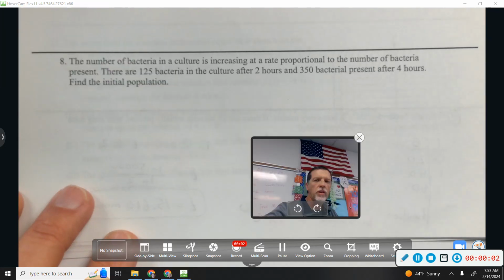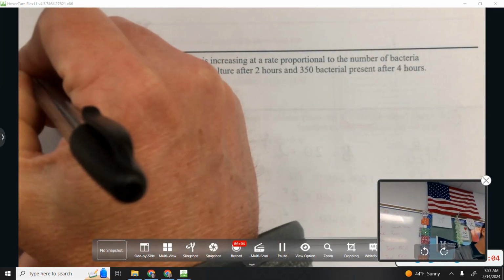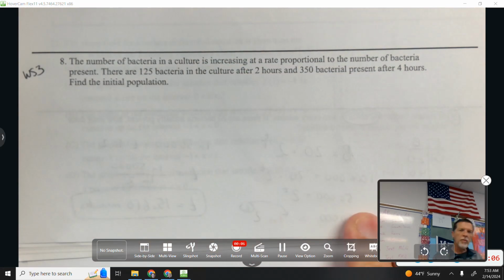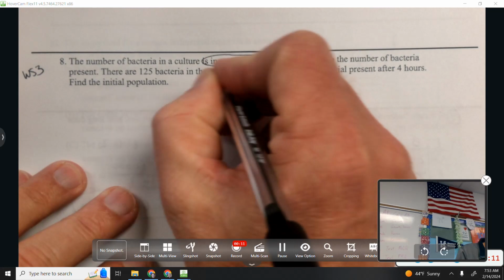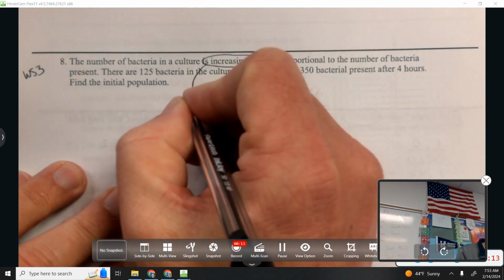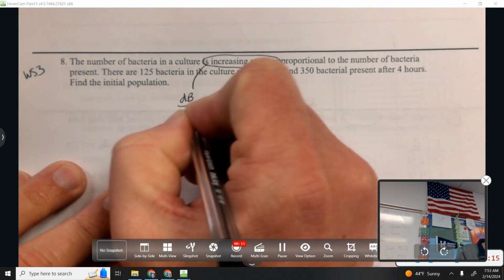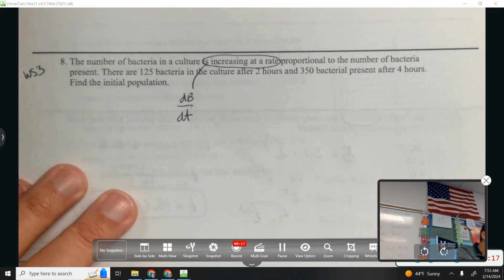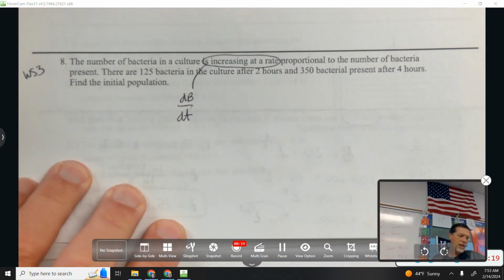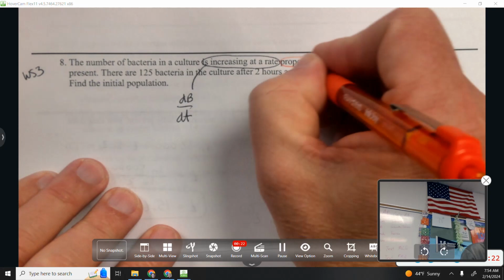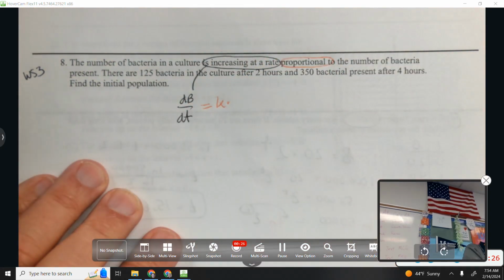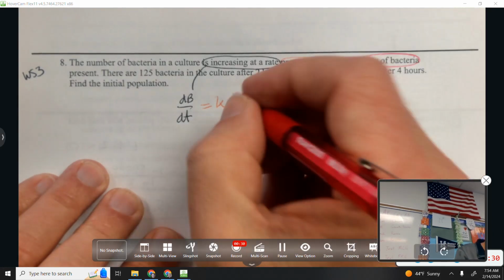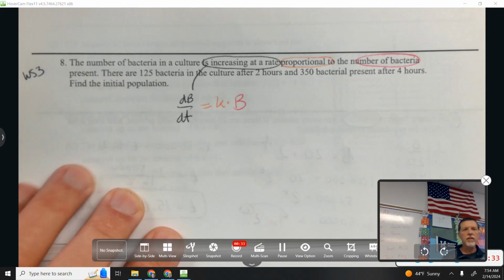So this is worksheet 3, number 8. The number of bacteria in a culture is increasing at a rate, so that sounds like dB/dt. If we're going bacteria, you want to go P for population, that's fine. Proportional to, so k times the number of bacteria, well, that was what our B is.